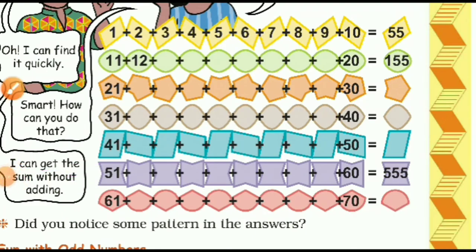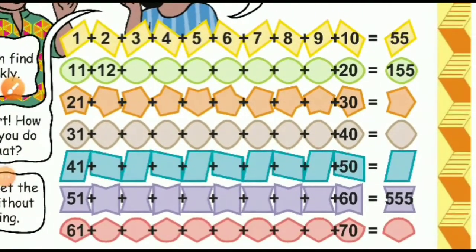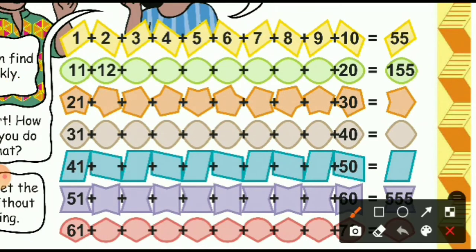So here we are talking about another trick. Let's see what the trick is. Come to the first row. Here 1 plus 2 plus 3 plus 4 plus 5 plus 6 plus 7 plus 8 plus 9 plus 10 is equal to 55.